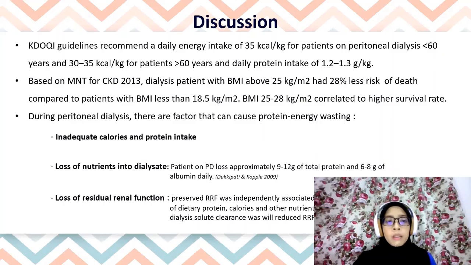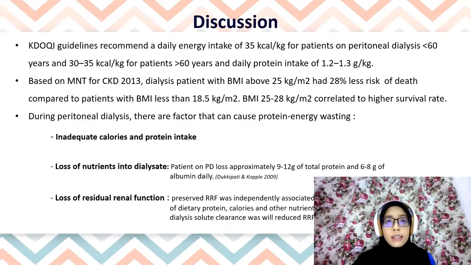And based on MNT for CKD 2013, patients on dialysis with BMI above 25 had a 28% less risk of death compared to patients with BMI less than 20.5. And BMI at range 25 to 28 correlates to higher survival rate. So for this case, that's why I chose the ideal weight range of around 25 to 28.